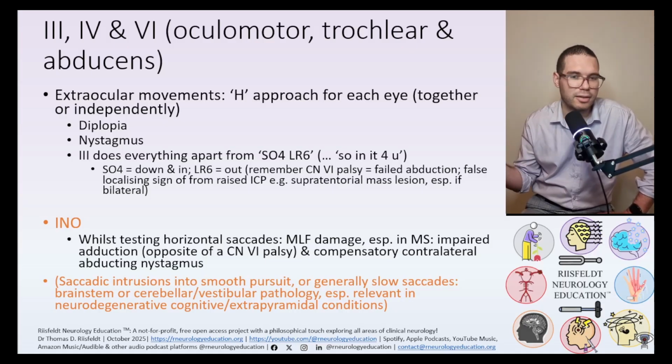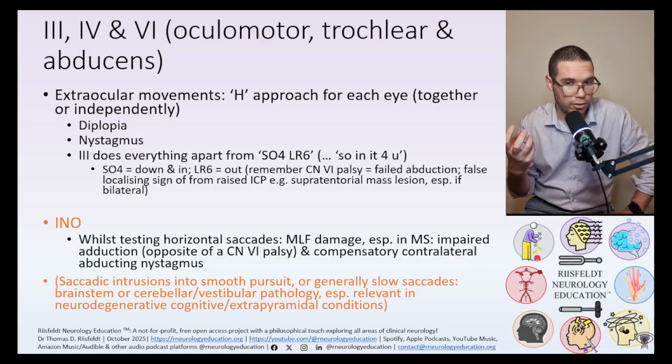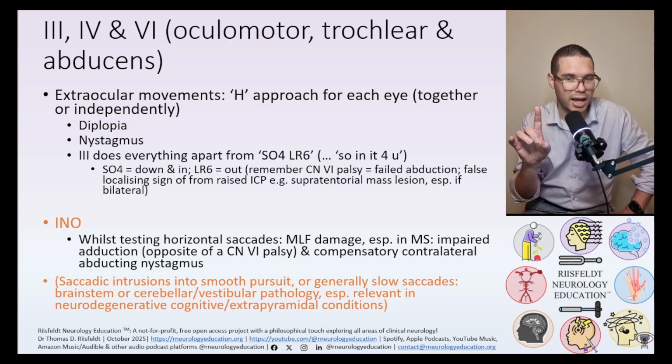Well, I remember that this is one of the horizontal tests that we're doing, but it's basically the opposite kind of a sixth nerve palsy. So a sixth nerve palsy, we just agreed, causes failed abduction, whereas an INO is essentially the opposite of that in terms of remembering what it looks like. So it causes failed adduction. So the eye which is affected by the INO cannot adduct. And in addition to that, you get this compensatory contralateral nystagmus when the other eye abducts.